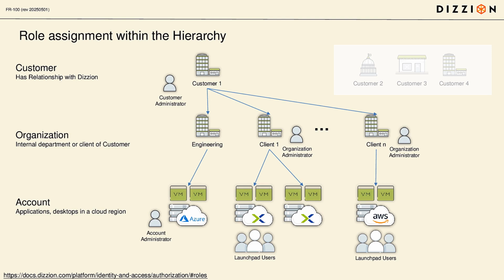A user with the customer administrator role will have permissions to see all of these organizations and pools. Moving down a level, an organization administrator will have the ability to see only the resources of that particular organization. Client 1's org admins can only see the two on-premise pools with no visibility into Client N or engineering. Similarly, Client N can only see the pool in AWS. Lastly, account administrator roles can only manage the pools assigned to them, but do not have access to the rest of the organization or the customer-level objects. Let's explore these roles in more detail.